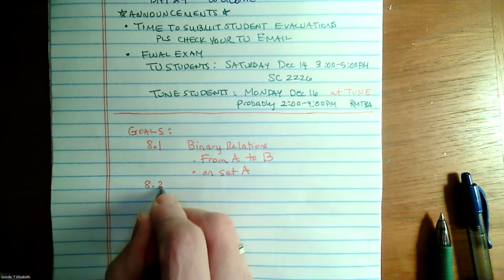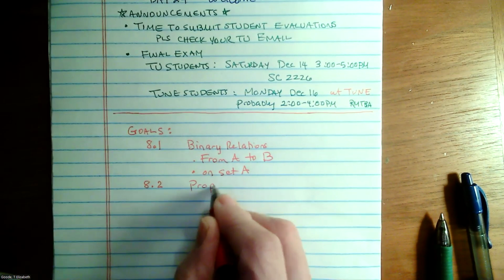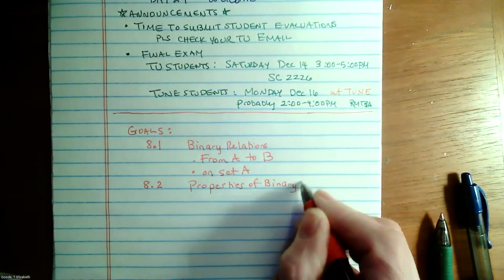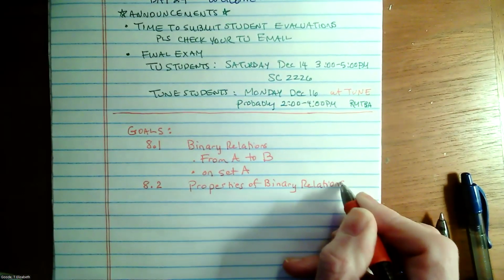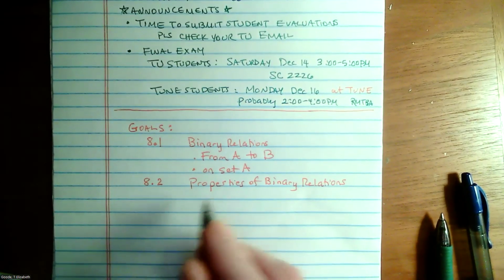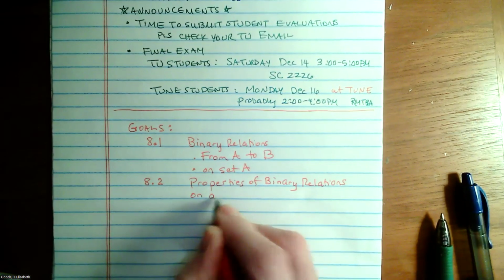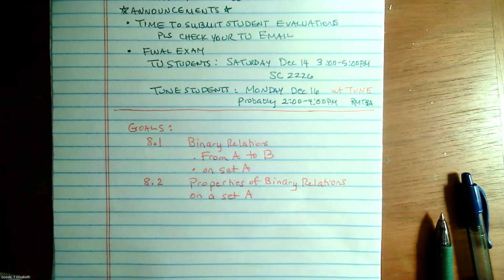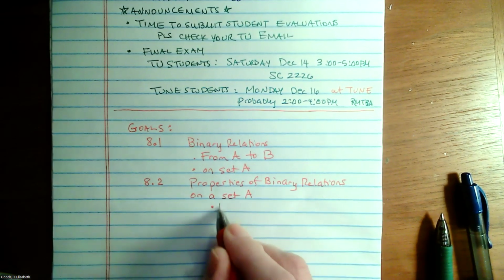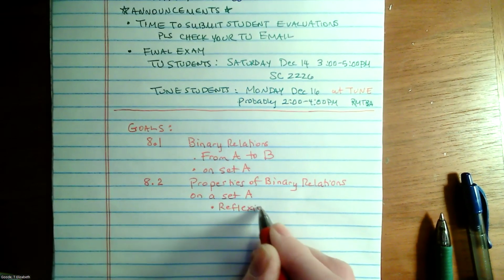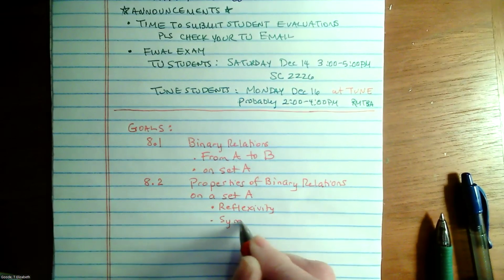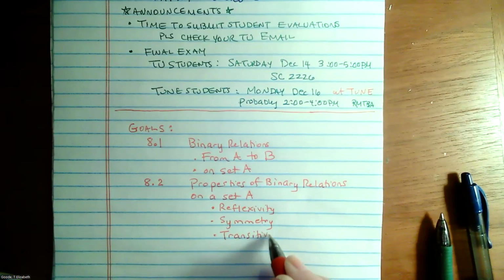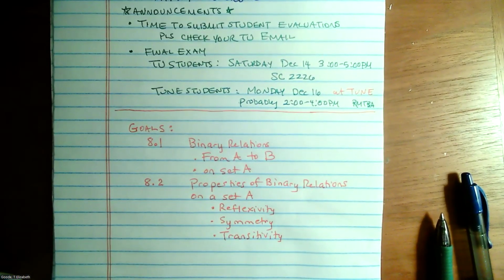And then in section 8.2, we're going to talk about properties of binary relations in the same spirit that functions have properties like one-to-one and onto. Binary relations have properties. And if they're on a set A, in other words, if they're from A to A, that's what on set A means, and we'll get those definitions tonight. And the three properties we're going to look at tonight are reflexivity, symmetry, and transitivity. And you probably have some idea about these properties, even if you might not have ever called them those particular names.